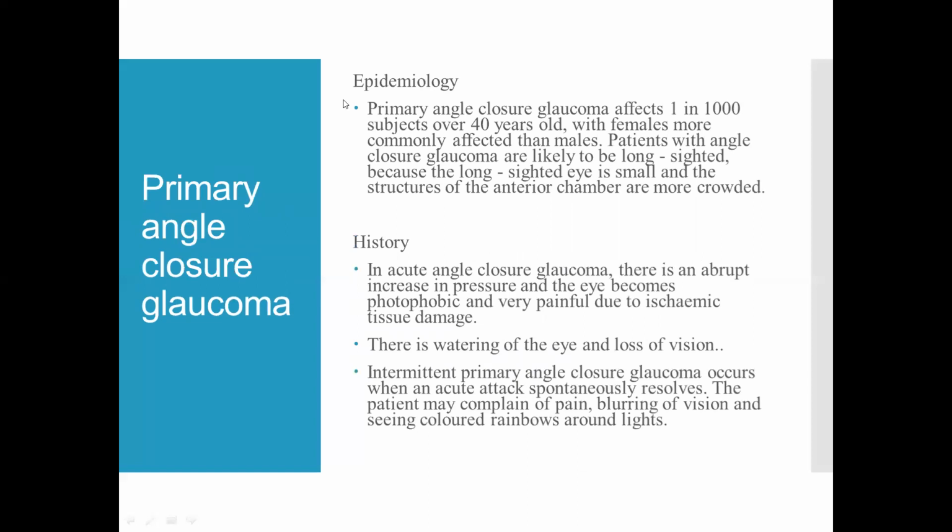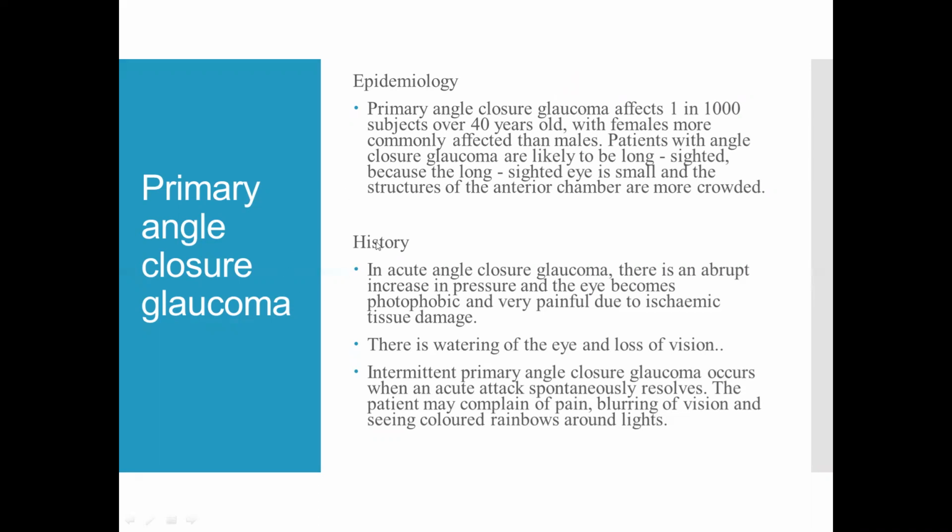Now we go to primary angle closure glaucoma. Primary angle closure glaucoma affects 1 in 1,000 subjects over 40 years old, with females more commonly affected than males. Patients with angle closure glaucoma are likely to be long-sighted because the long-sighted eye is small and the structures of the anterior chamber are more crowded.